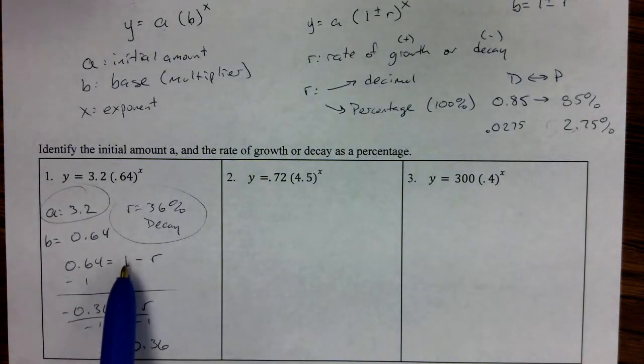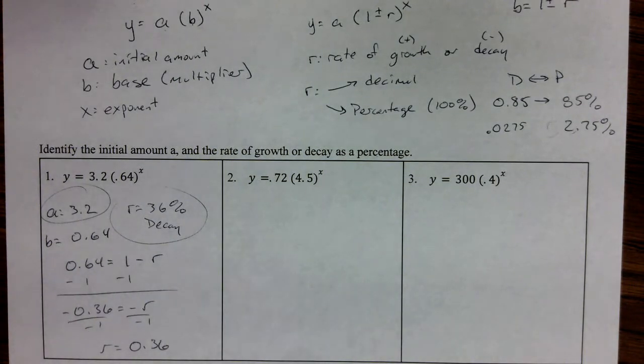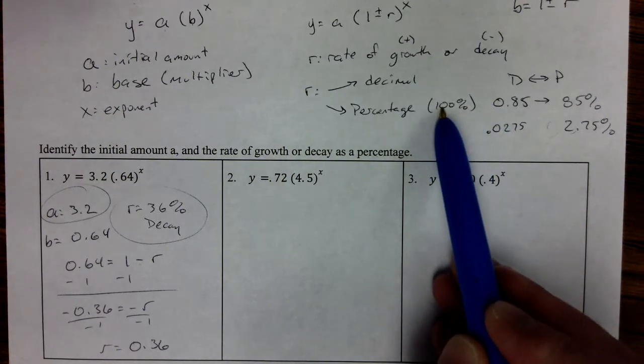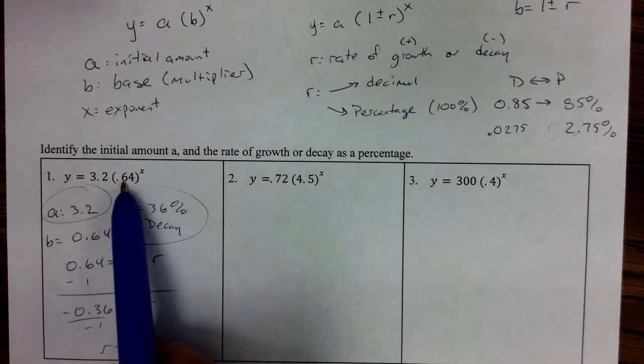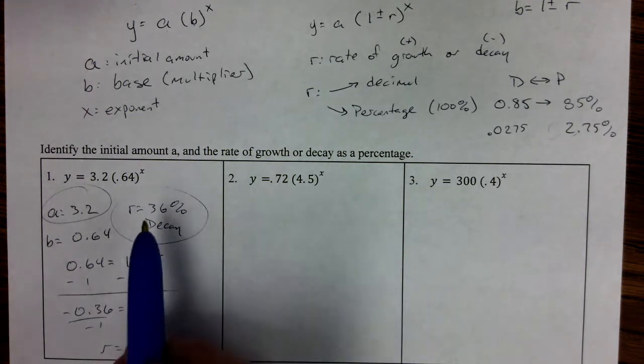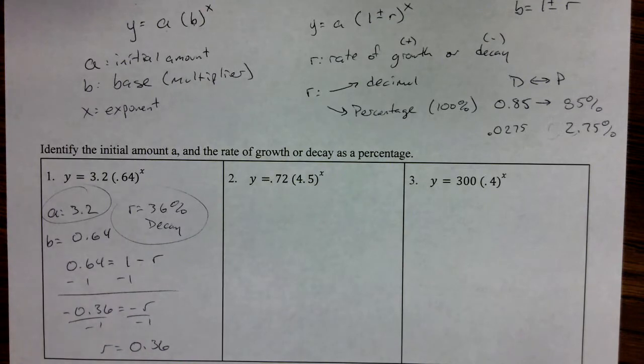This is the algebra way of doing it. There's another way of doing it too. What is the difference from 100%? Well, we see that this is obviously lower than 100%. This is 64%. So what's the difference? We would just subtract them. And it is lower by 36%. So 36% decay rate.